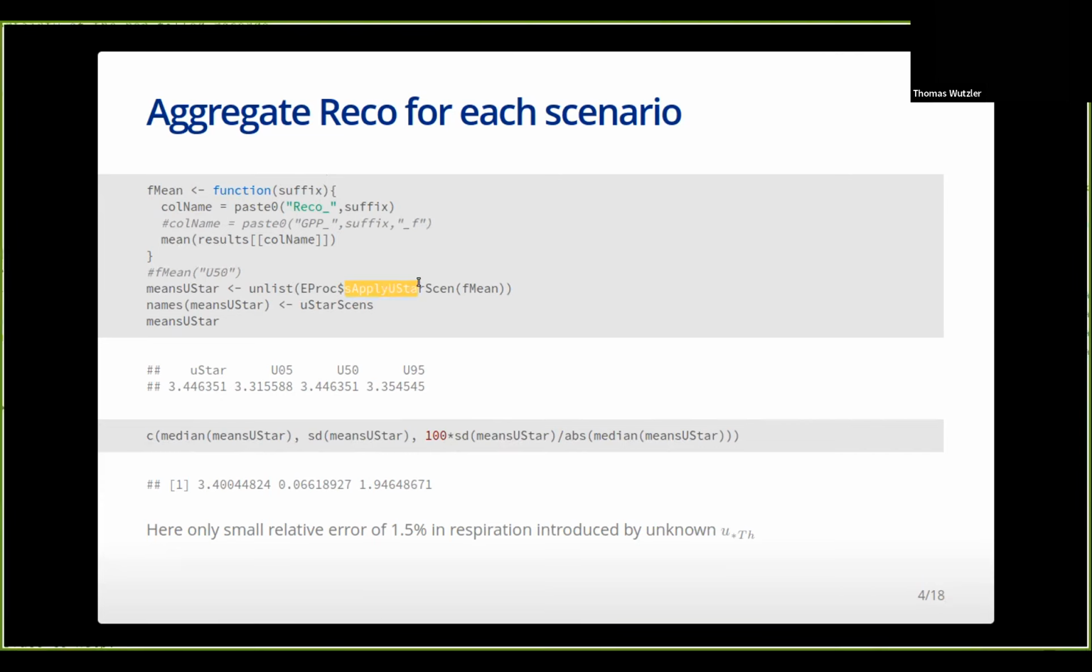And then I have a method where I can ask the EddyProc class, please apply this method to all my different u star scenarios. And then this f mean would be applied to R equal u star, R equal u 05, R equal u 50, and so on. And then I get a vector where I have different estimates of this annual aggregate, and with these different estimates, I can do the median or I can do the standard deviation for the relative error. Here I use the median because with only four estimates, the standard estimation would be very, very rough.